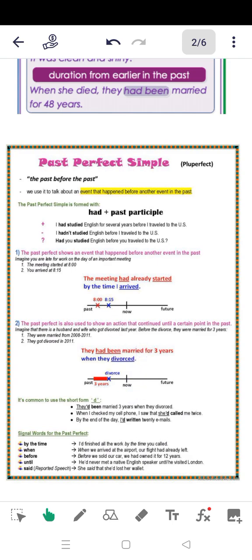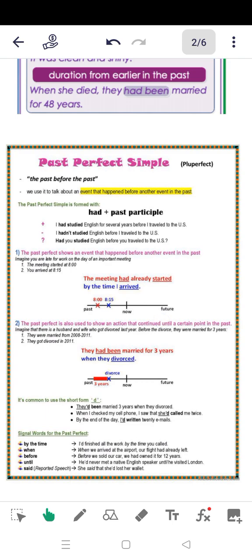Now, I'm going to tell you about the uses of the past perfect. Why do we use past perfect simple tense? The past perfect shows an event that happened before another event in the past. As we said, it is the past before the past. Imagine you are late for work on the day of an important meeting. The meeting started at 8 o'clock and you arrived at 8:15. So, the meeting had already started by the time I arrived.